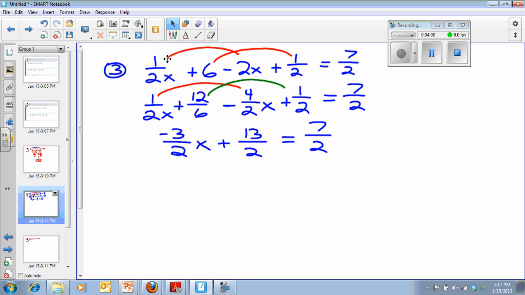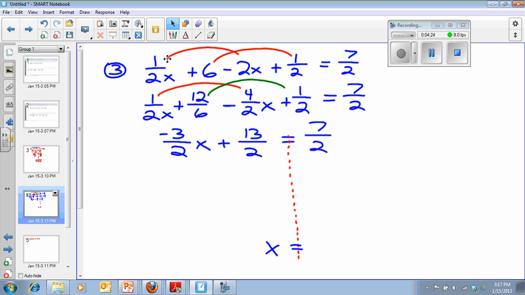And I'm going to just do the same thing I've been doing before. Draw my line down here. I want to try to isolate the variable. Well, the variable in this case is x. So I want to get x all by itself. And when I look at this, I'm thinking, okay, well, let's save the coefficient of x for last. That would be the fraction negative 3/2.